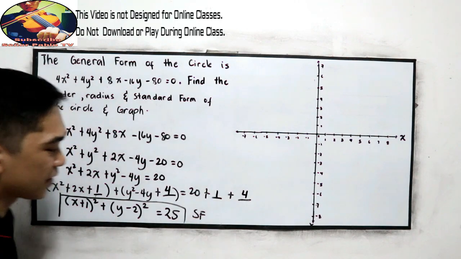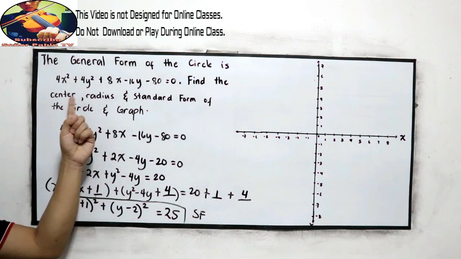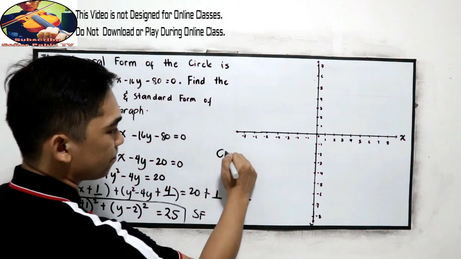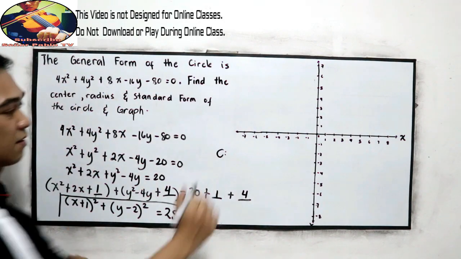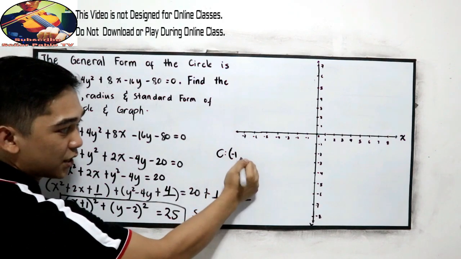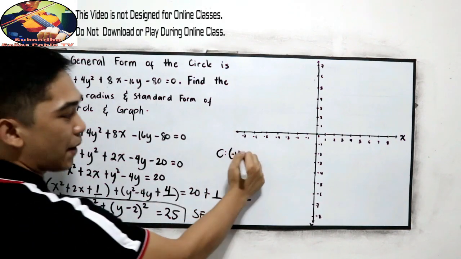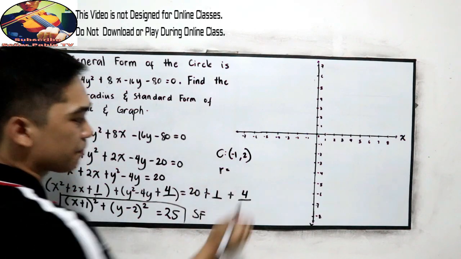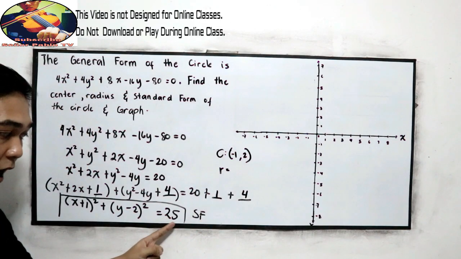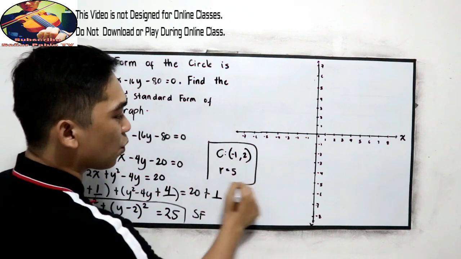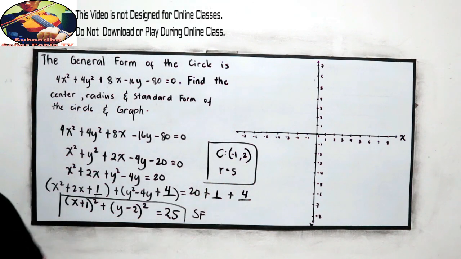Standard form. Let us find the center and the radius. The center is 1. Change the sign, so negative 1 and positive 2. And our radius is the square root of 25, that's positive 5. This will be our radius.